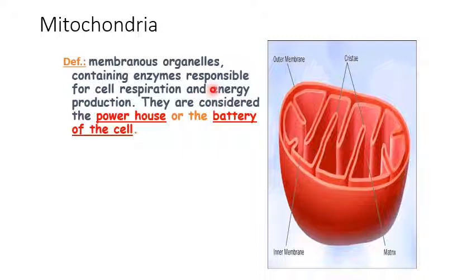Mitochondria, the main function is production of energy. It contains outer membrane and inner membrane. The inner membrane forms folds called cristae to increase the surface area.